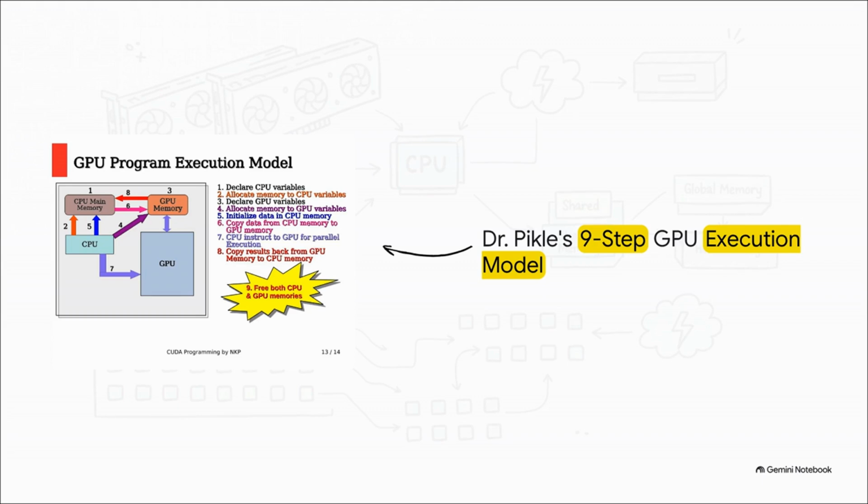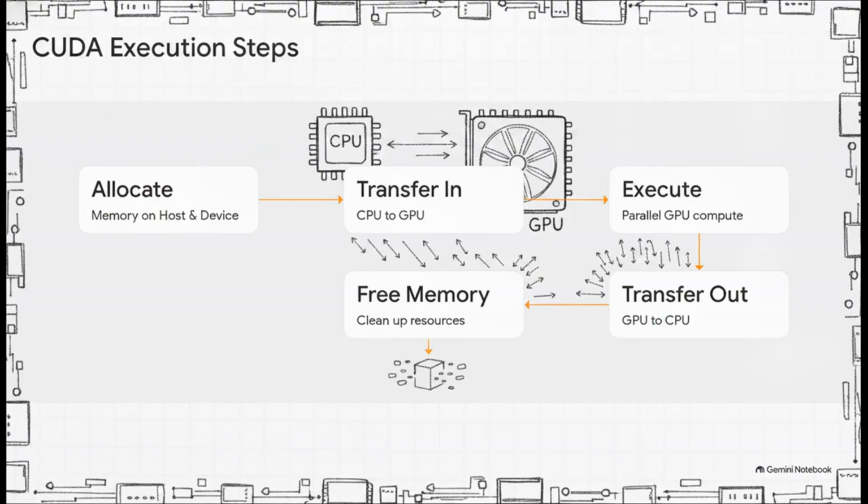And it doesn't end there. After the math is done, the results have to be copied all the way back across that exact same hardware bridge to the CPU memory before finally freeing up the space. We can actually take that complex 9-stage process and distill it down into a highly digestible 5-step masterclass framework.